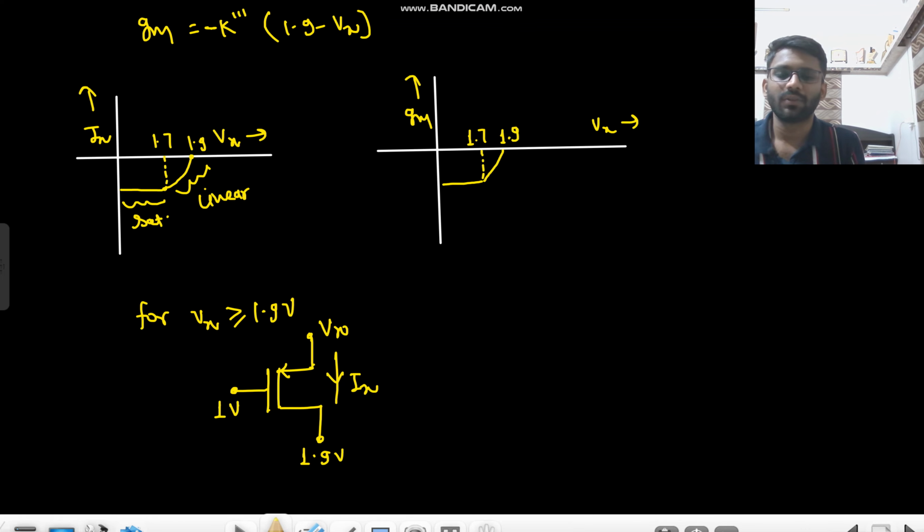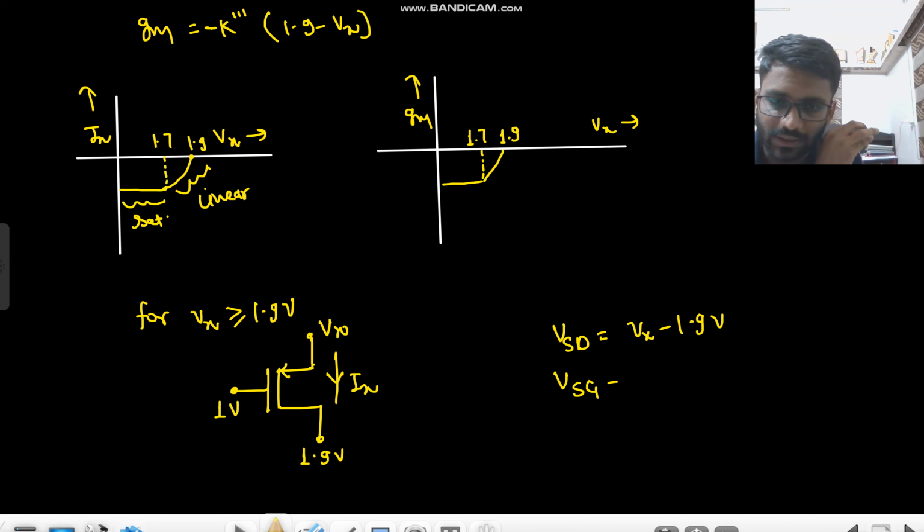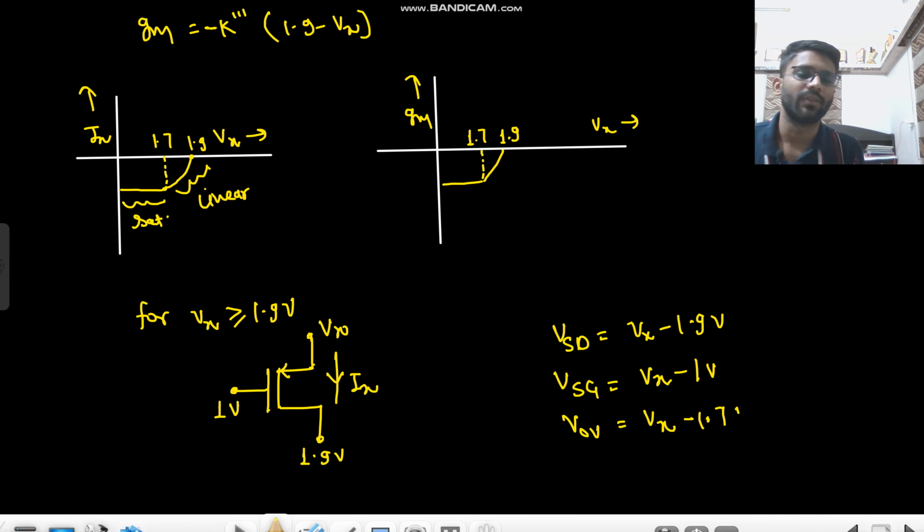Yeah. So talking about the equations now, what will be VSD? It would be Vx minus 1.9 volt. What would be VSG? It would be Vx minus 1 volt. What would be V overdrive? V overdrive would be Vx minus 1 minus 0.7. So it would be Vx minus 1.7 volt. So here you can see that VSD is lesser than V overdrive, right? You can see it here because VSD is lesser than V overdrive.